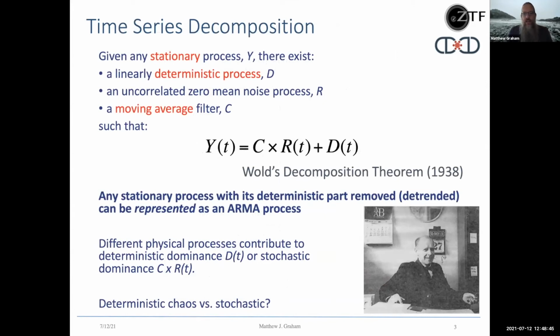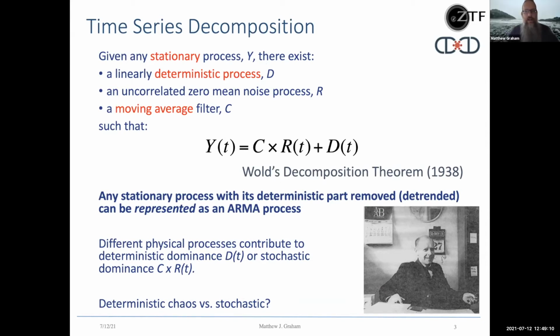There's a great theorem that Wold, an economist, put forward in the late 30s, which says that if you have any stationary process, you can essentially deconvolve it into a linear deterministic component and a stochastic component.